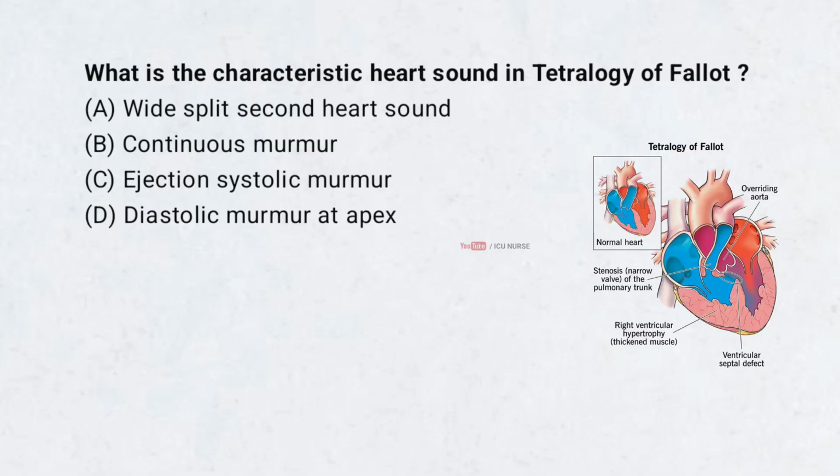What is the characteristic heart sound in tetralogy of Fallot? A. Wide split second heart sound. B. Continuous murmur. C. Ejection systolic murmur. D. Diastolic murmur at apex. Correct answer C. Ejection systolic murmur.